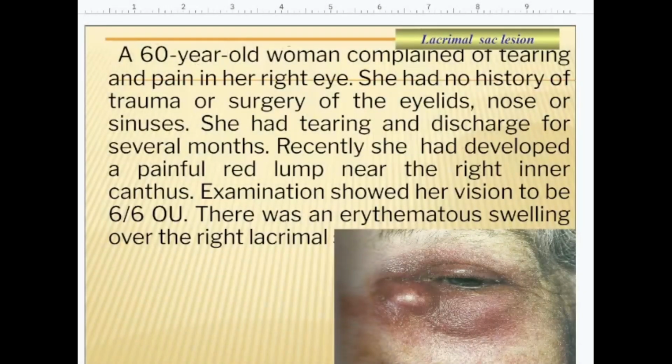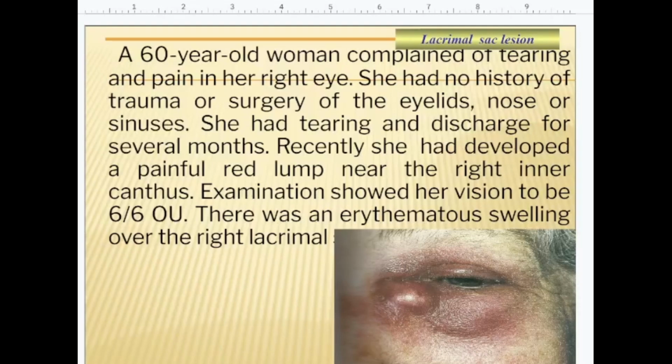A 60-year-old woman complained of tearing and pain in her right eye. She had no history of trauma or surgery of the eyelids, nose, or sinuses. She had tearing and discharge for several months. Recently, she had developed a painful red lump near the right inner medial canthus.